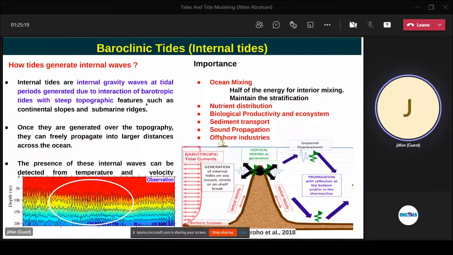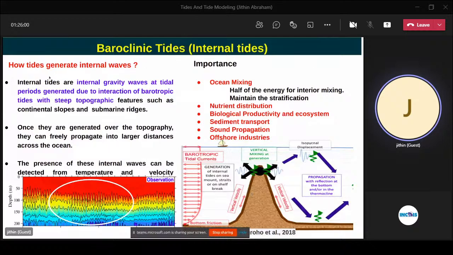Note that in the previous slides, when we discussed barotropic tides, we assumed the vertically averaged, barotropic condition. That means there is no variation in the vertical gradient of temperature, density and current. Now we are introducing the realistic nature of the ocean. It has a variation in density with depth. So that brings a stratified condition. The ocean is stratified.